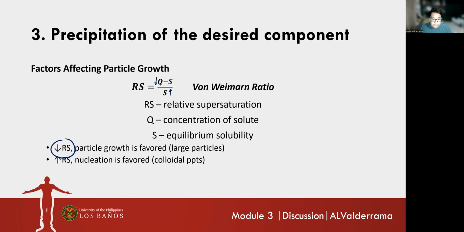So by doing so, a low value of RS pertains to large particle formation due to particle growth, whereas a high value of RS pertains to colloidal precipitate formation via nucleation. Okay?